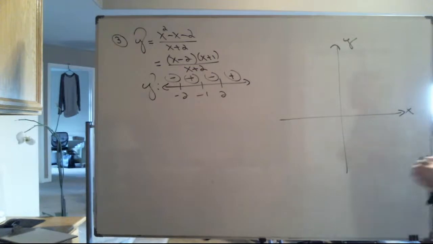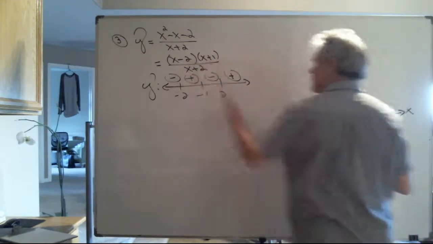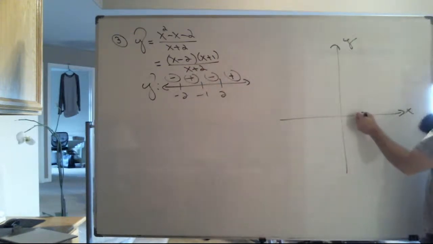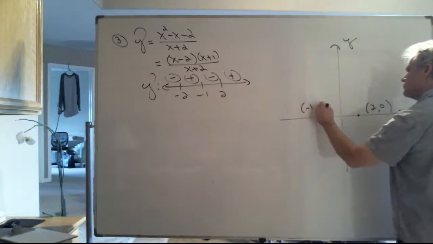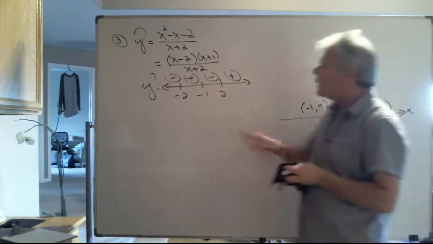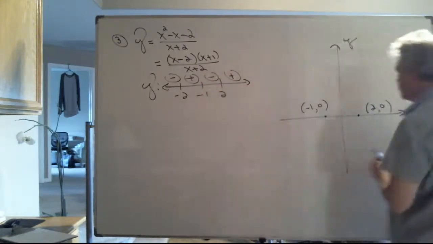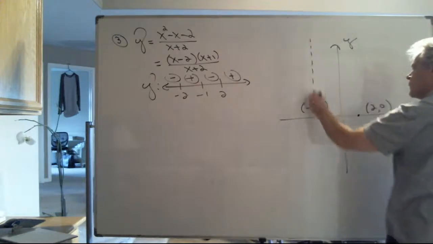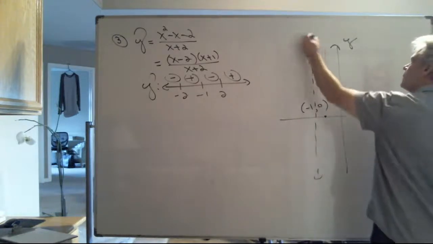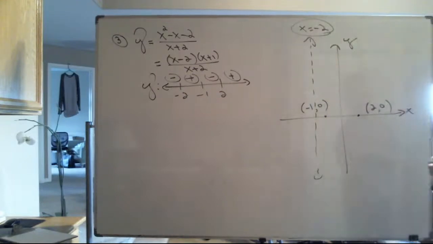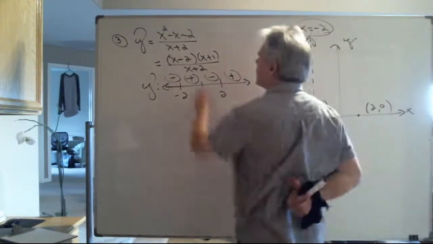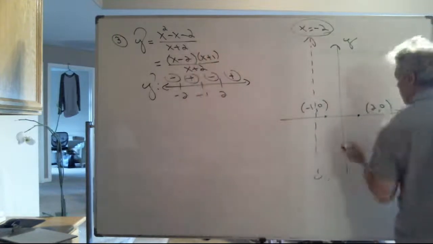looks to me like I have two x-intercepts when x is 2 and when x is -1. I have a vertical asymptote at x equals -2. And I have a y-intercept at (0, -1).